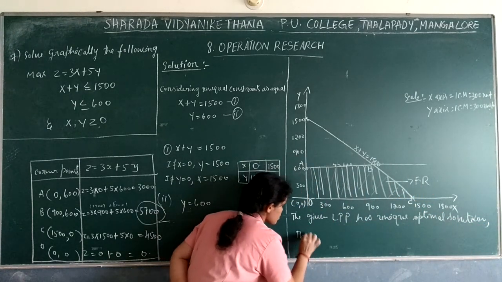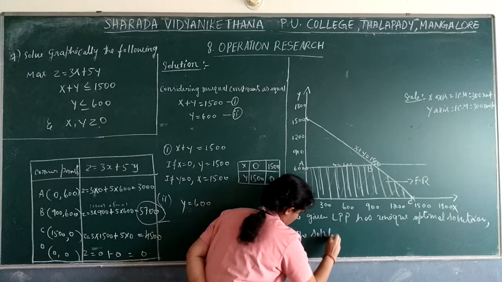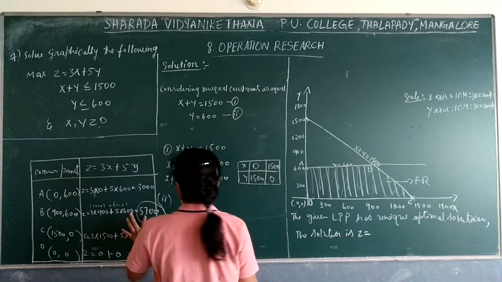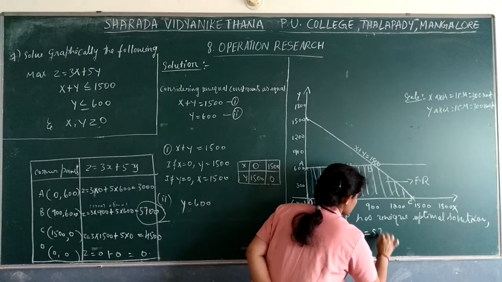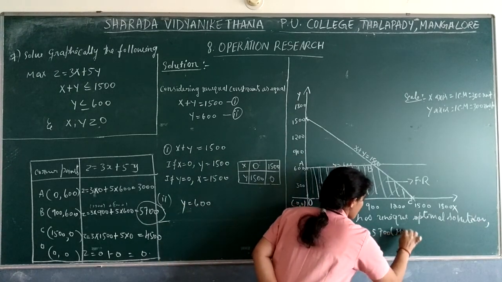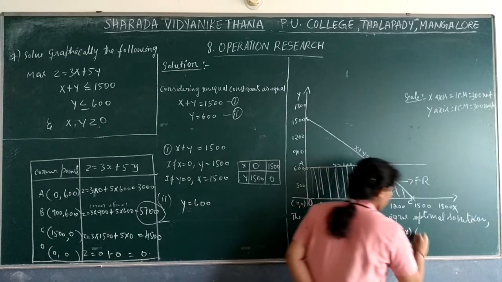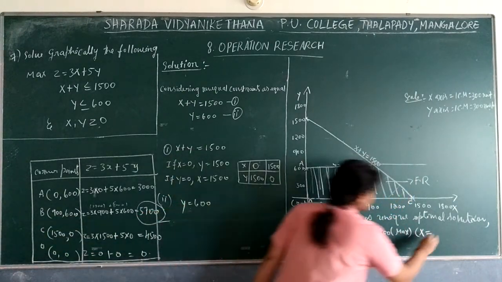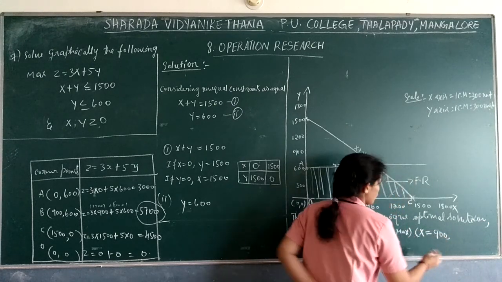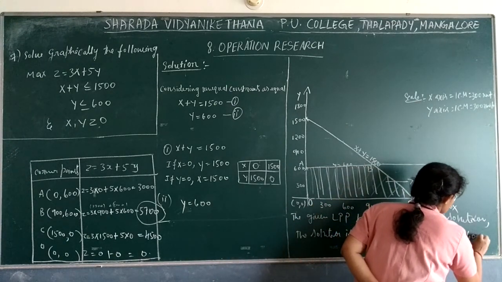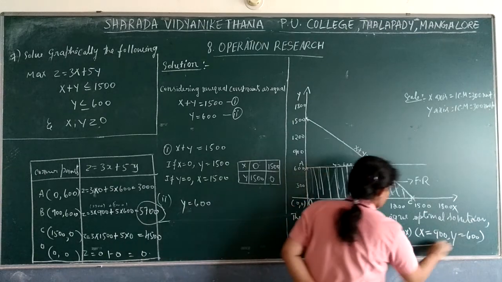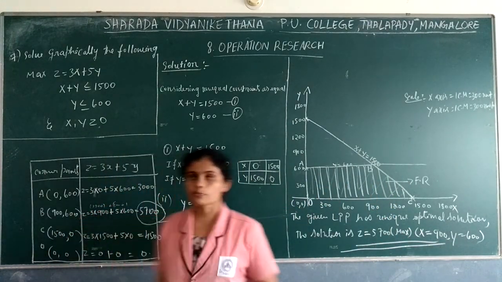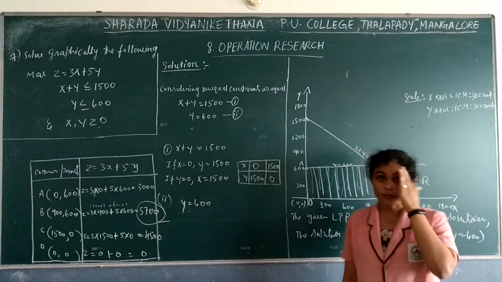The solution is Z is equal to 5700. It is a maximum value. And X is equal to 900, and Y is equal to 600. So this is the conclusion. With this we can wind up with the linear programming problem.